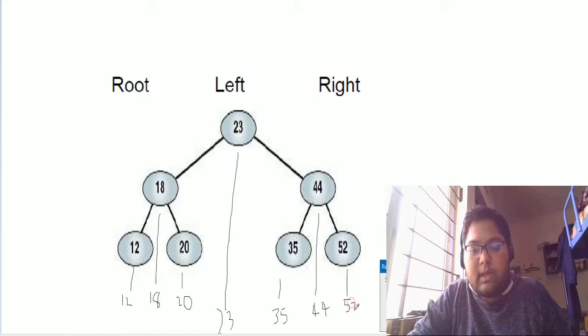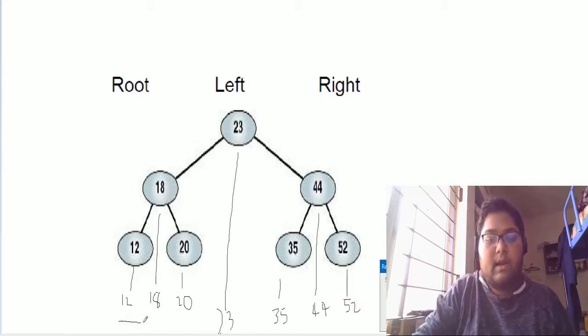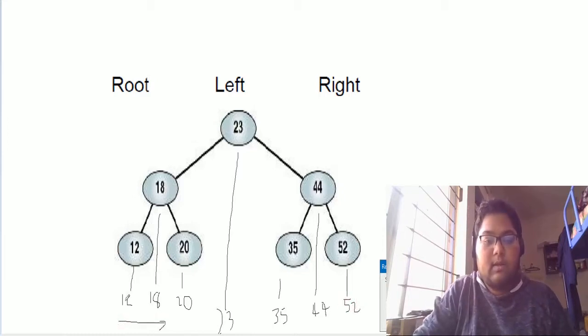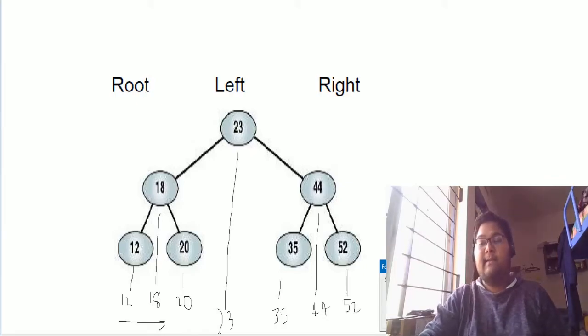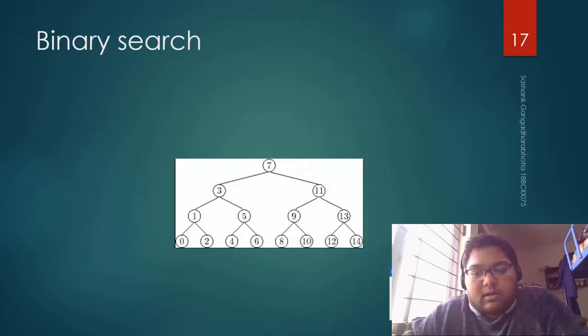See, you can go in a direction like this: 12, 18, 20, 23, 35, 44, 52. So in this way, you'll get all the order right. That's it. On to the next. This is binary search.